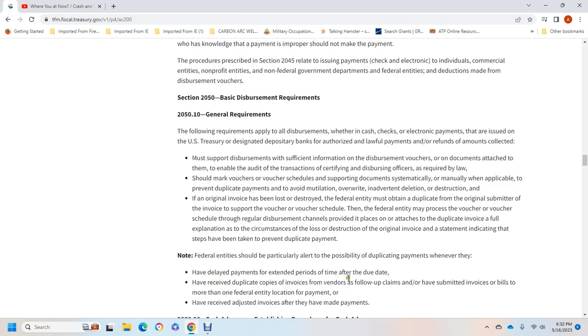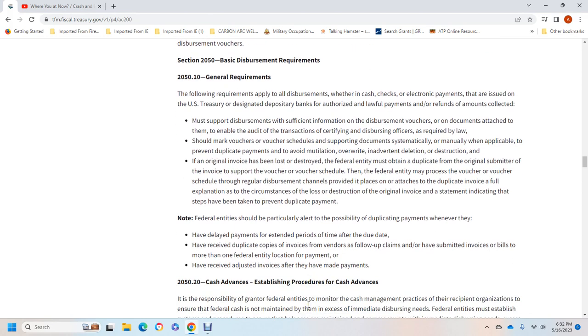No federal entity shall be particularly alert to possible duplicate payments whenever they have delayed payments over the extent of the period of time after the due date, or have received duplicated copies of the invoice, or vendors have filed claims or submitted the invoice of the bill for more than one federal entity location of the payment.